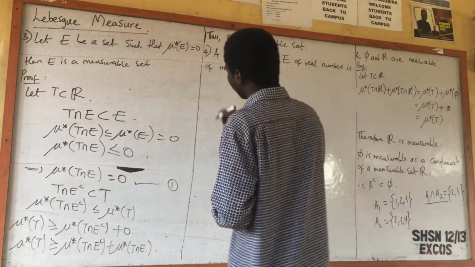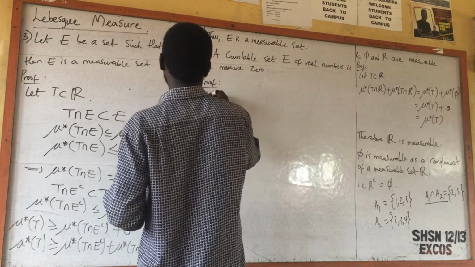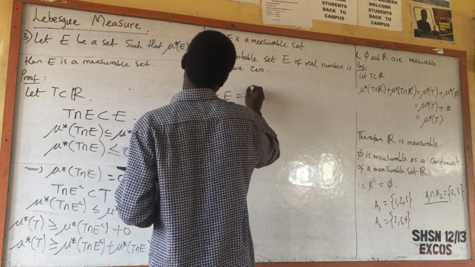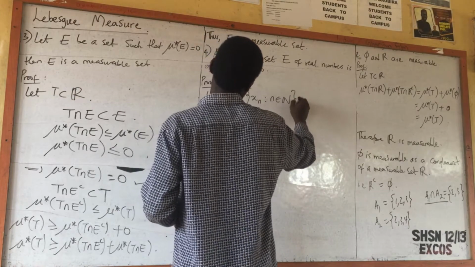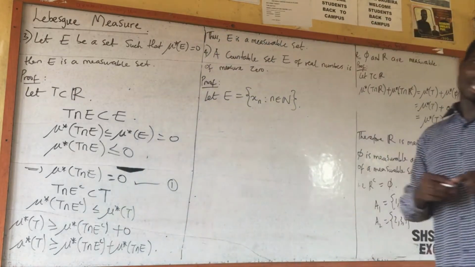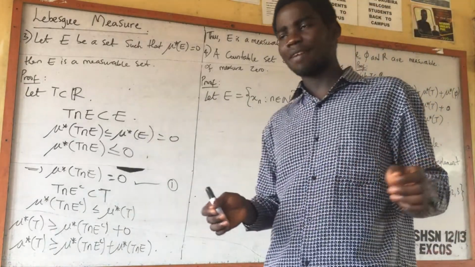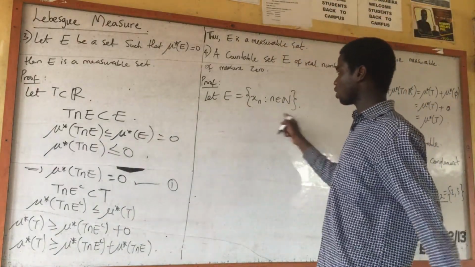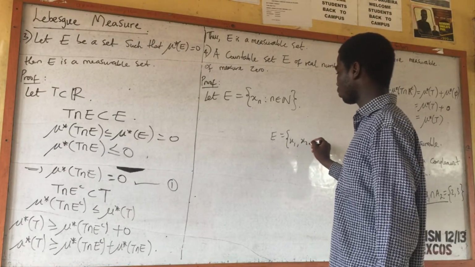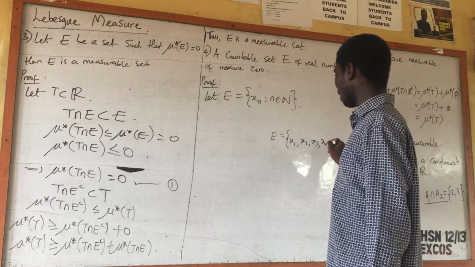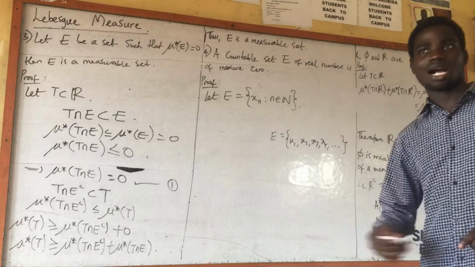So now, proof. Let us define the countable set. Let it be equal to {xn such that n is in N}. This is a countable set. A countable set means a set you can count. It can be finite, it can be infinite. By writing this, it means I have x1, x2, x3, and it goes on like that. That means this is a countable set because you can count it.